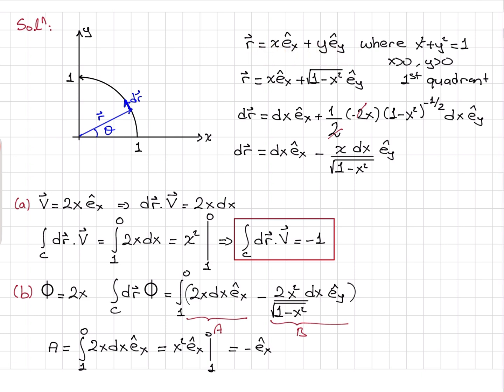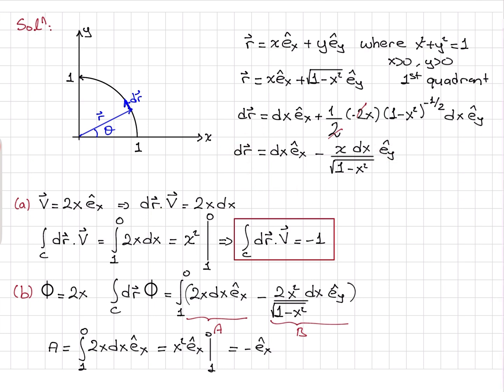The position vector on the xy plane is x ex hat plus y ey hat. And on this contour, x squared plus y squared equals 1. And for that, I can substitute y equals square root of 1 minus x squared. And it's the first quadrant. dr is basically the derivative of this: dx ex hat plus the derivative of square root of 1 minus x squared, which is minus x over square root of 1 minus x squared dx ey hat. So this is my differential displacement vector.